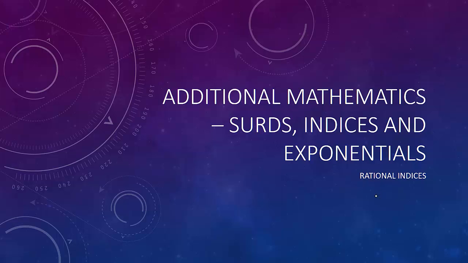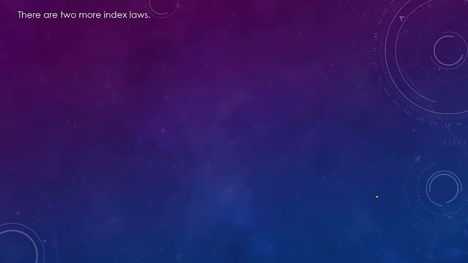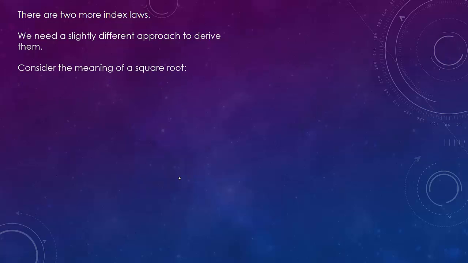Rational indices. There are two more index laws which we're going to consider here. We need a slightly different approach to derive them. Consider the meaning of a square root. For example, we know that root 9 is equal to 3, and that's because 3 multiplied by 3 gives us 9.